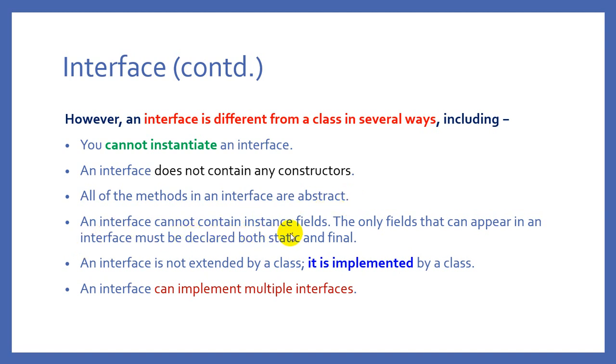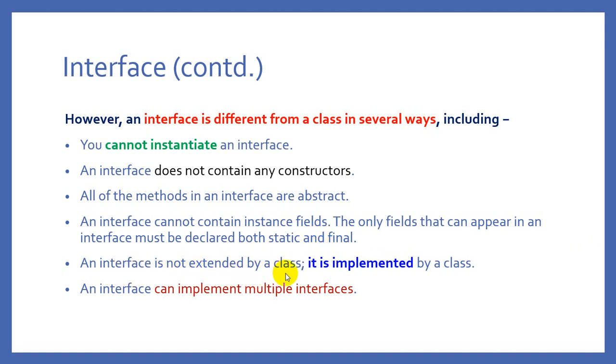An interface cannot contain the instance field, right? The instance fields or the data members. The only fields that can appear in the interface must be declared both static and final. So it must be static and final. In the last lecture, I have already explained about the static and the final thing, and they are defined by default.